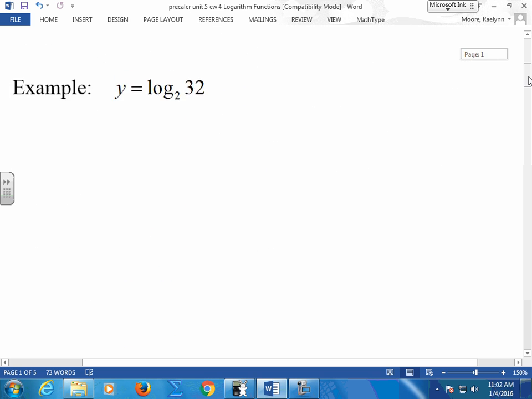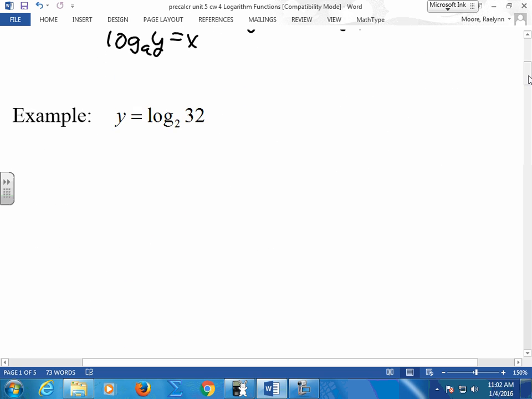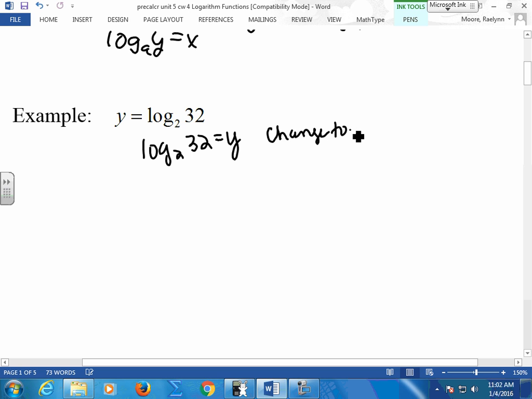We're going to look more at this. For instance, this guy. I want to know, what is this answer if I take log base 2 of 32? If you want to change to exponential, set it up. Log equals exponent. What's the base of this log equation? 2. That's the base of your exponent. What's the exponent? Y equals 32.